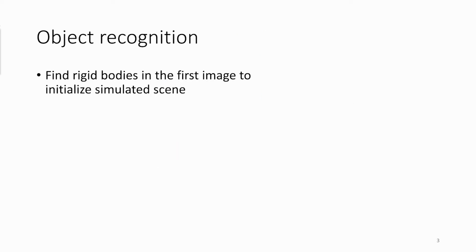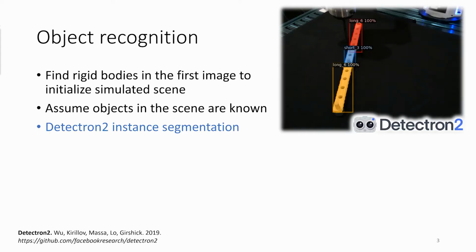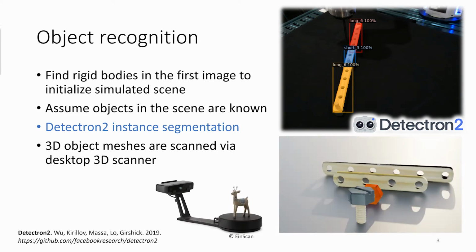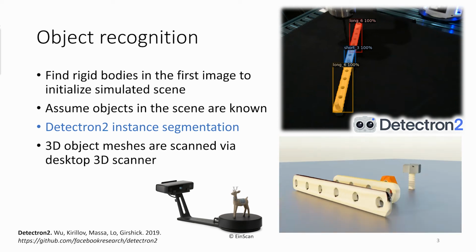In the first step of our pipeline, we find the rigid bodies in the first frame of the video. We assume the objects in the scene are known and train a Detectron 2 instance segmentation network from our own dataset of rigid body arrangements. To obtain 3D meshes for simulation, we scan the parts via a desktop 3D scanner.